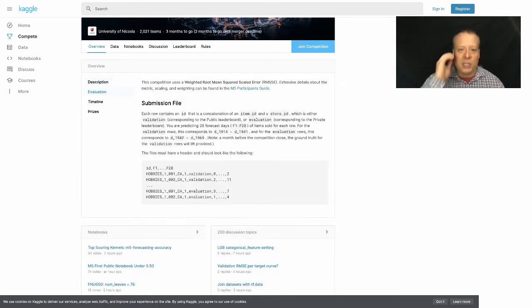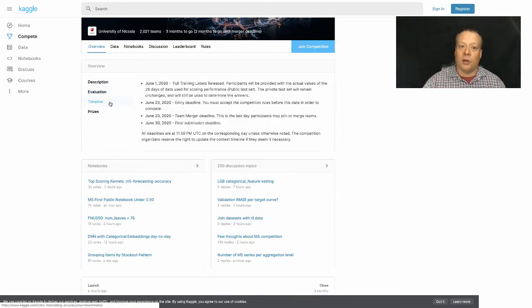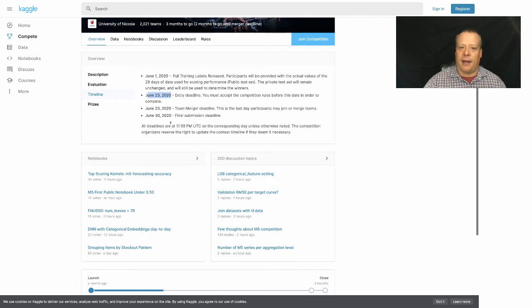And then if you look at the evaluation section, they say that the way they evaluate it is they'll look at what the actual results were, and they'll look at what your predictions are, right? And they'll do a root mean squared error between those two, a weighted root mean squared error. And this one's currently open, right? It will be released fully on June 1st, 2020, and you have to enter everything by June 23rd and make your predictions. And then by June 30th is the final submission deadline, right?